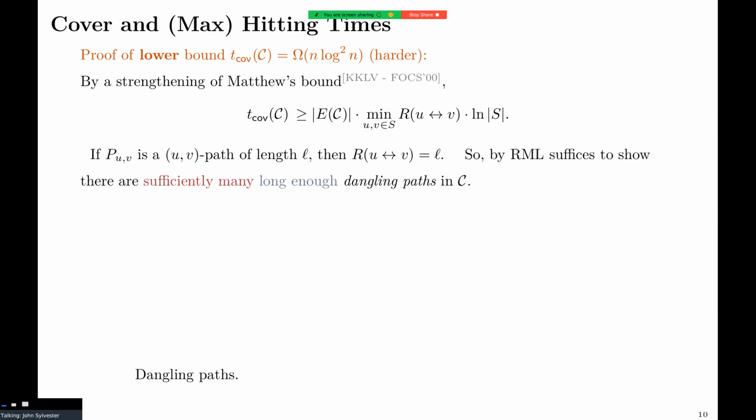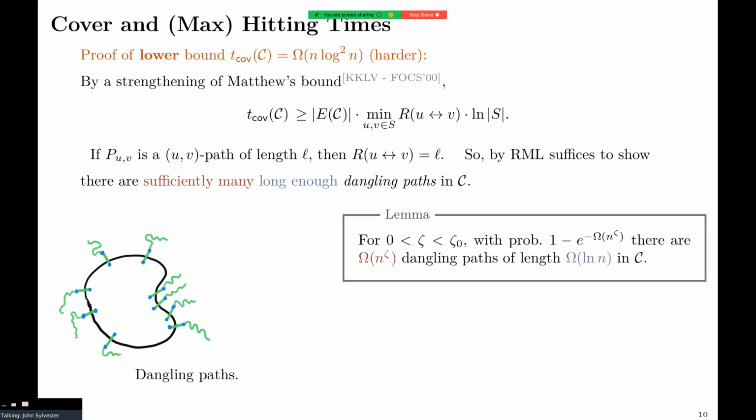So essentially, then by Moreli's multiplicity law, we can ignore what happens in the rest of the graph if we can show there are sufficiently many long dangling paths. Where a dangling path essentially looks like this: it's a path of some length L, which is affixed only at one end to the rest of the graph. And we show that it is present, many dangling paths.